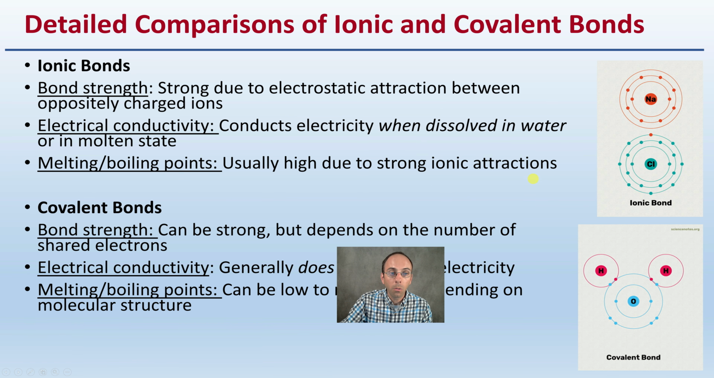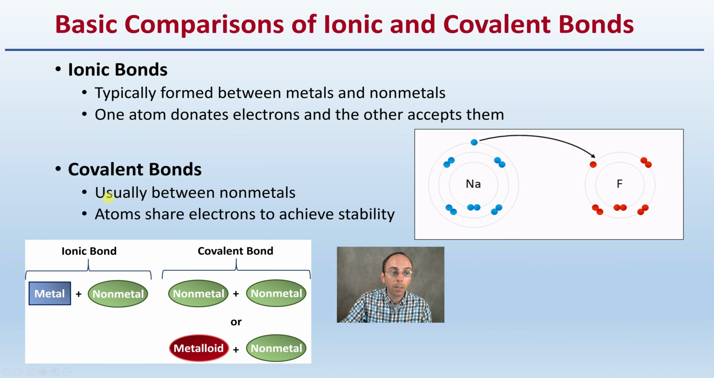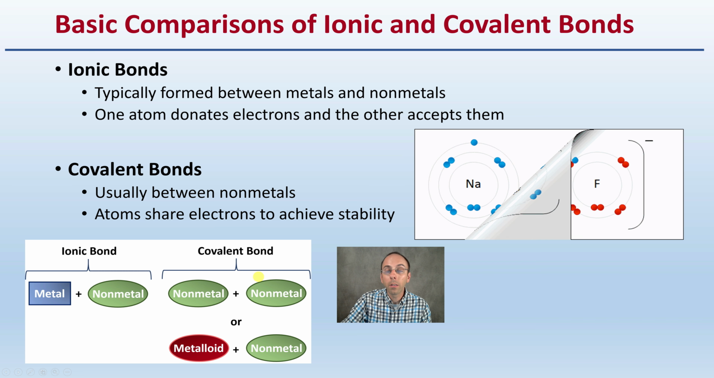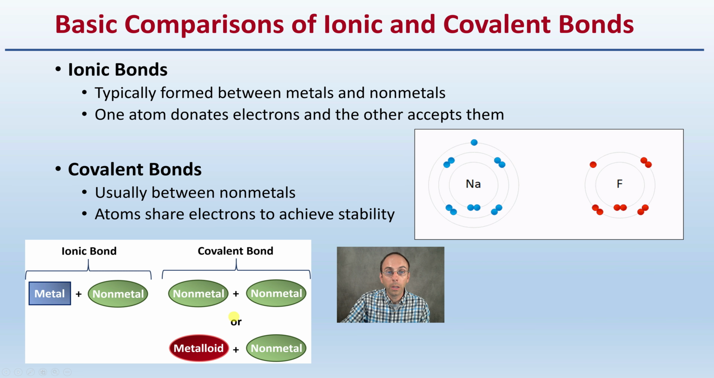In contrast to that, covalent bonds typically form between nonmetals, where atoms share electrons to achieve stability. Typically it's between two nonmetals. It could also be between a metalloid and a nonmetal for covalent bonds.